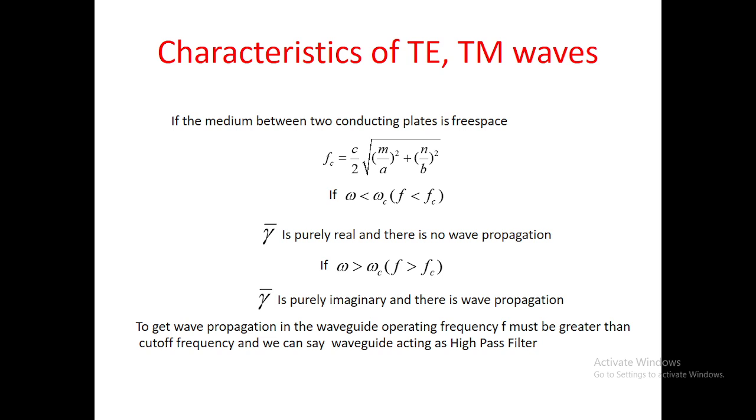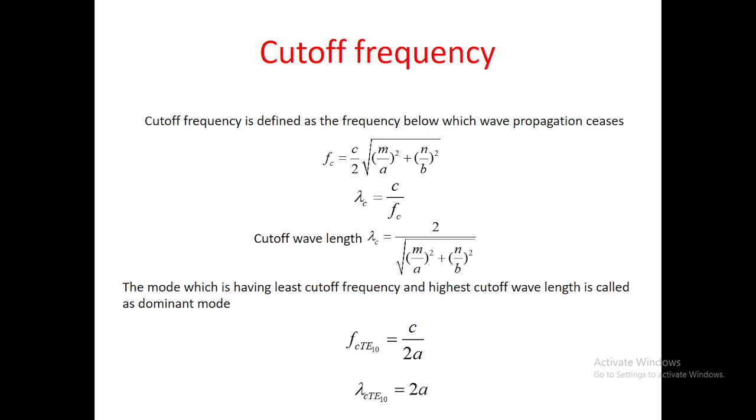If the operating frequency is less than the cutoff frequency, then gamma is purely real and there is no wave propagation. If the operating frequency f is greater than the cutoff frequency, gamma is purely imaginary, which means wave propagation is possible inside the waveguide. So to get wave propagation in the waveguide, the operating frequency f must be greater than the cutoff frequency. So you can say the waveguide acts as a high pass filter.